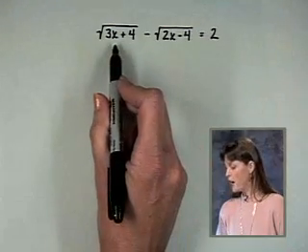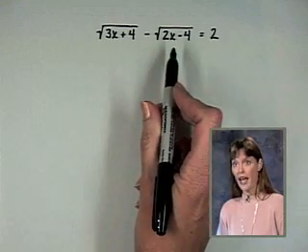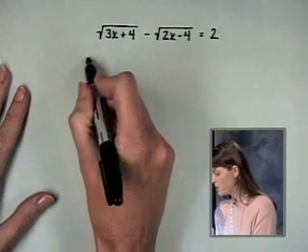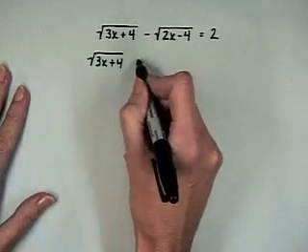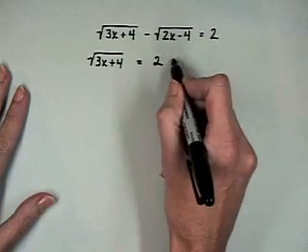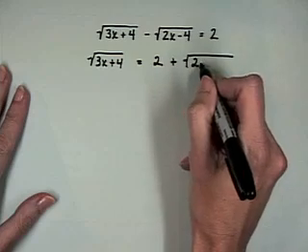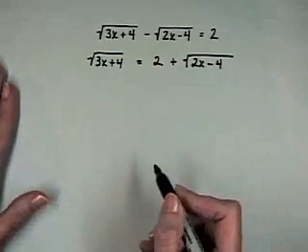I'm going to choose to isolate the first radical expression. And the way I'll do that is to add the square root of 2x minus 4 to both sides of the equation. When we do that, we end up with the equation that looks like this: the square root of 3x plus 4 equals 2 plus the square root of 2x minus 4.